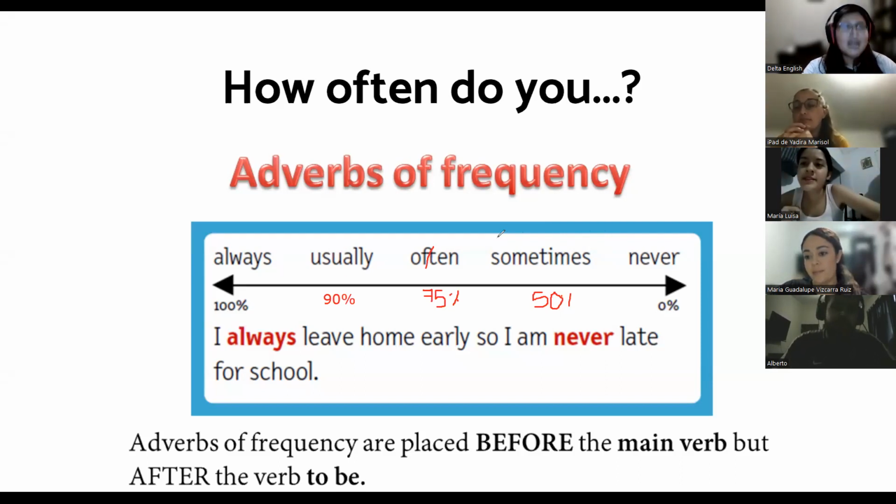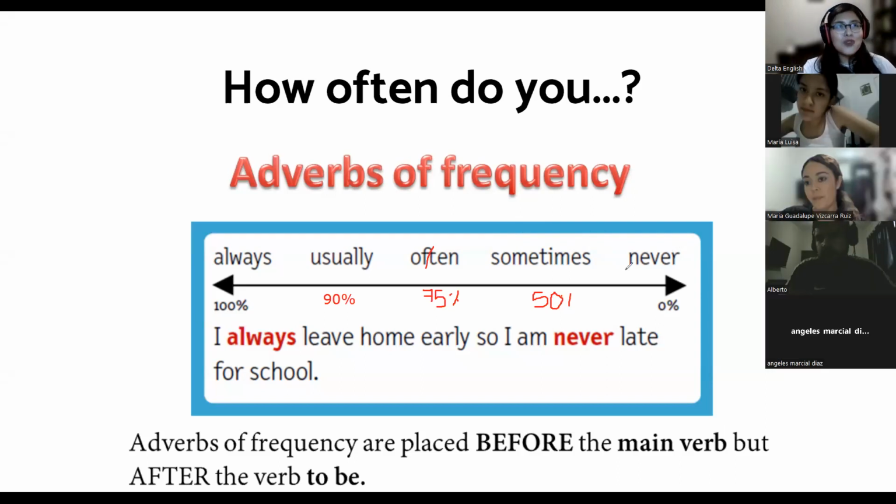Sometimes. Wonderful. And then, if I don't do anything at all, 0% of the time, I say never. Nunca. So what is something that I never do? I never drink tequila. Nunca tomo tequila. I don't like it. 0% del tiempo. Jamás. Nunca de los nuncas.